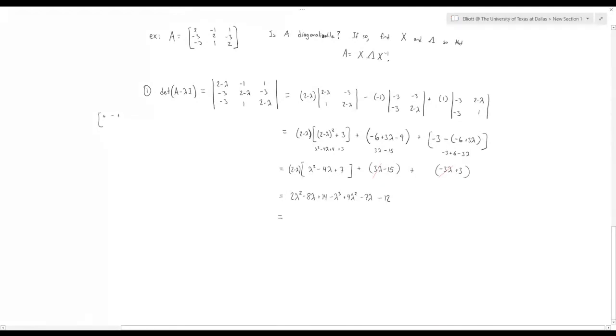Let's combine like terms. We have the negative lambda cubed. For lambda squared, 2 plus 4 gives us 6 lambda squared. Minus 8 minus 7 is minus 15 lambda, right? And then 14 minus 12 gives us a plus 2 at the end. Yeah, that's right.